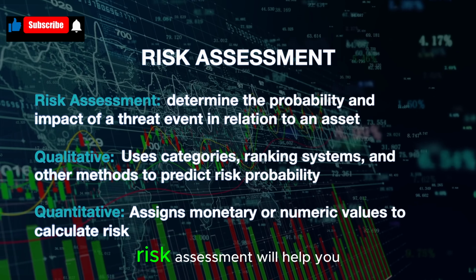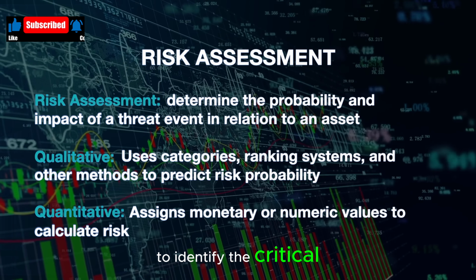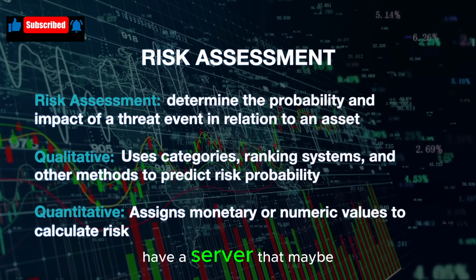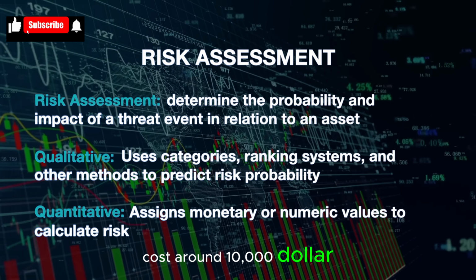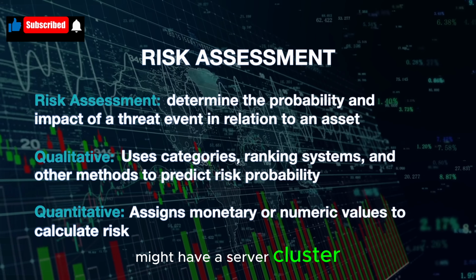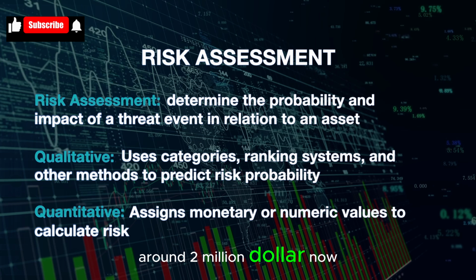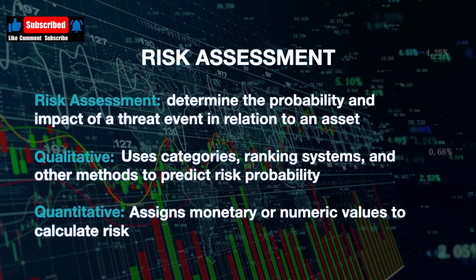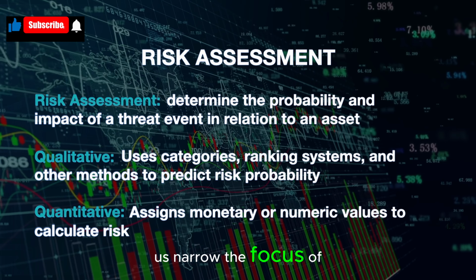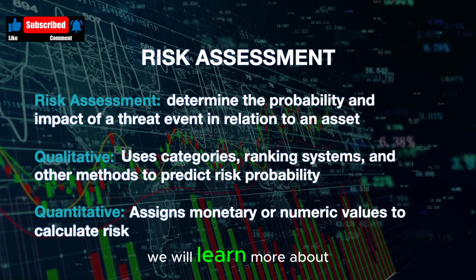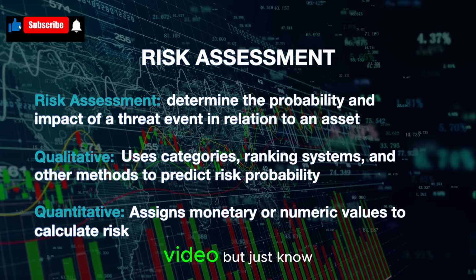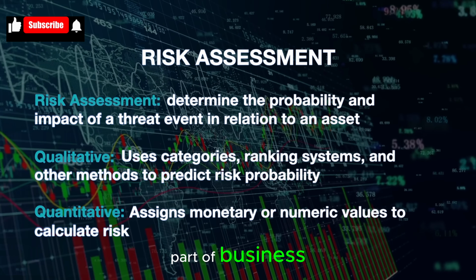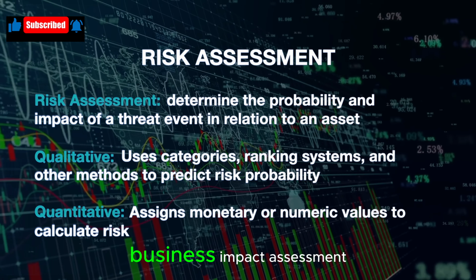Now this risk assessment will help you to identify the critical and high-risk organizational assets, where you maybe have a server that costs around $10,000. Now you might have a server cluster that costs around $2 million. Now, you know that's a critical asset that needs to be protected. So this is going to help us narrow the focus of the BIA. Again, we will learn more about risk assessment in a later video, but just know that risk assessments are frequently used as a part of business impact analysis, or the business impact assessment.